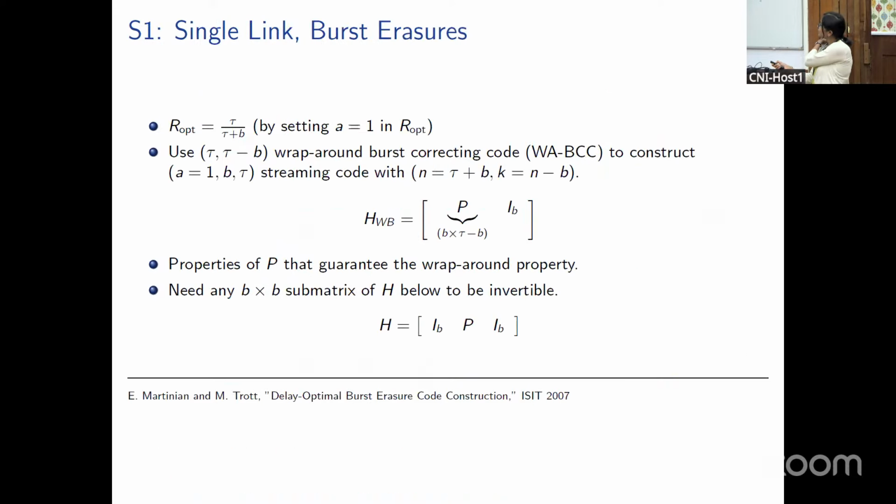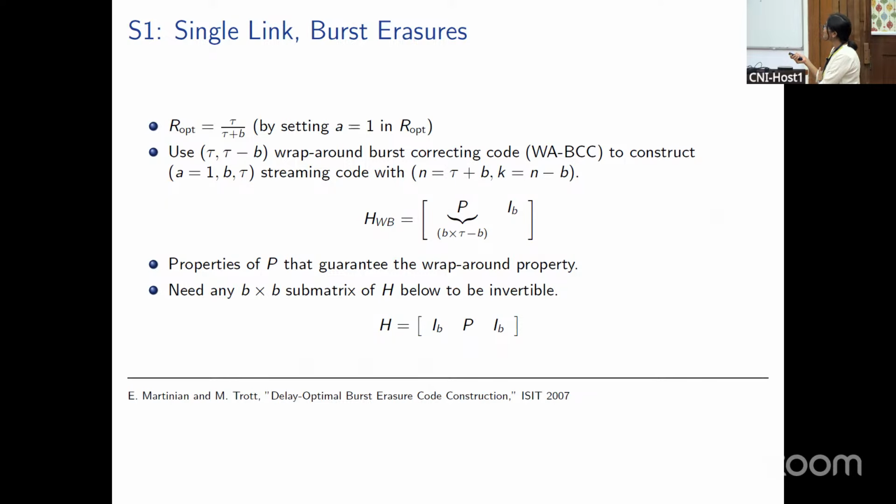So for the burst erasure correction, what was shown in Martinian and Trott is that if you have any wraparound burst correcting code, that can be used directly to come up with a streaming code that can recover from any of the bursts within delay. So the delay requirement is the main thing that we are going after. And Martinian and Trott have shown that if you have a wraparound burst correcting code, that's enough to construct the code which satisfies these delay properties.